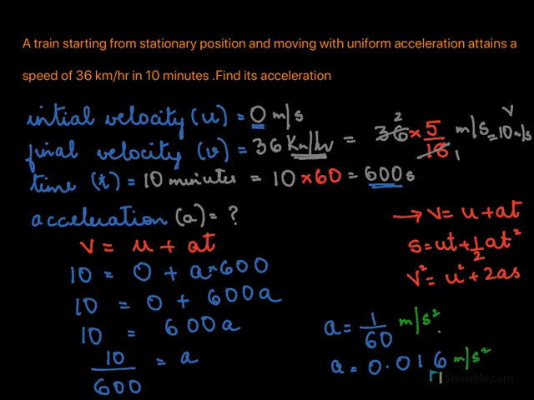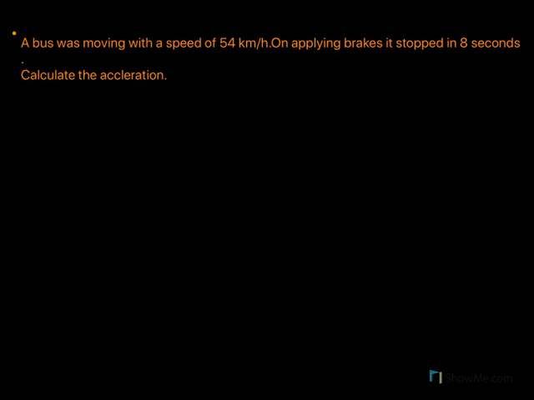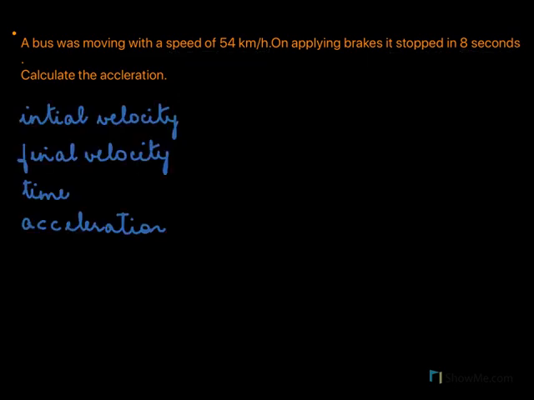meter per second square. A bus was moving with a speed of 54 km per hour. On applying brakes, it stopped in 8 seconds. Calculate the acceleration. Now, a bus was moving with the speed of 54 km per hour. That means it had an initial speed of 54 km per hour. So let us put it down, u equals 54 km per hour. Now this is not SI unit, but let us change it later.